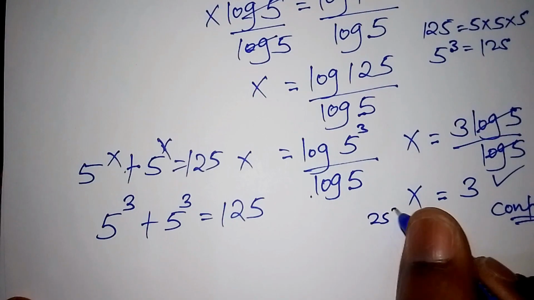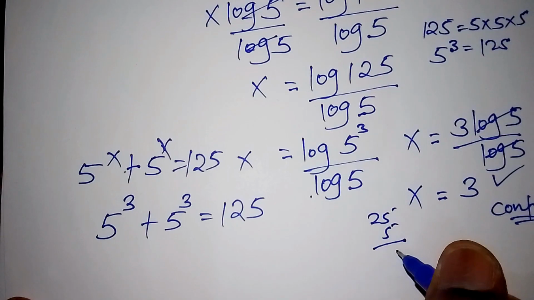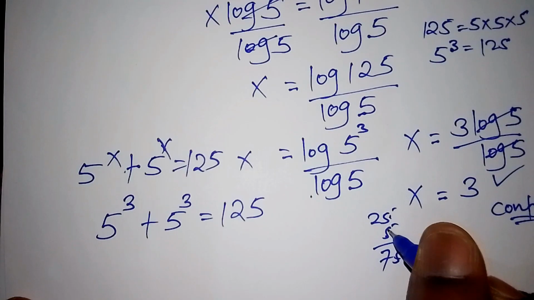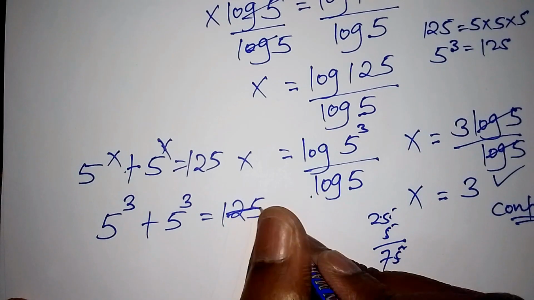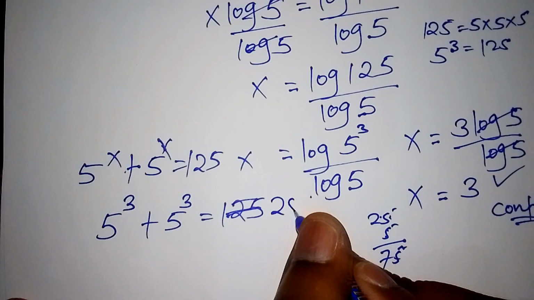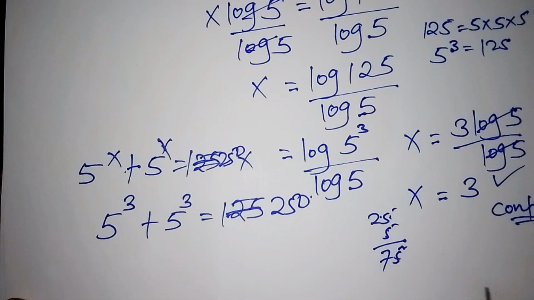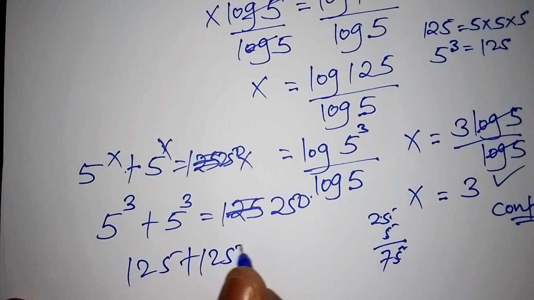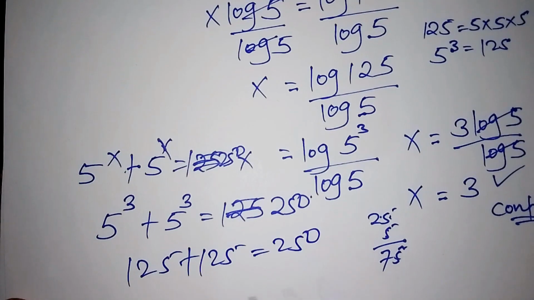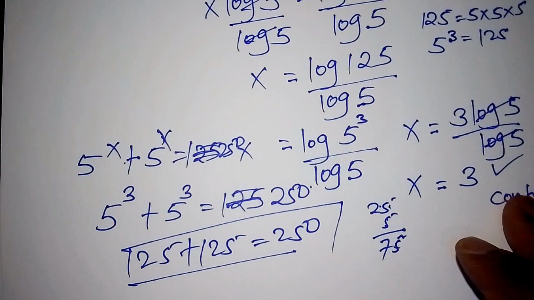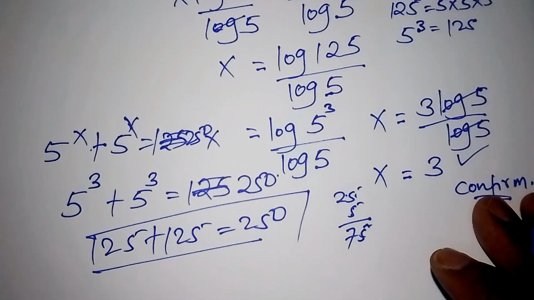Then 25 multiplied by 5 gives our answer 125. Sorry about that, the total is 250. So 5 to the power of 3 is 125, plus 125, which equals 250. That means our answer is correct. So when you check this maths problem and you confirm, that is what you shall get.